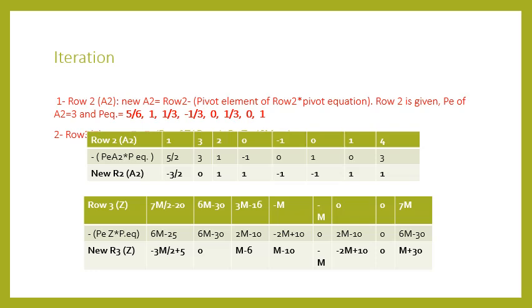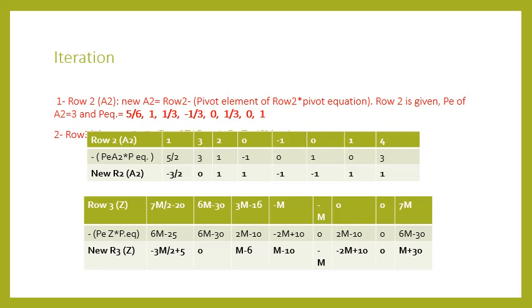The first iteration of the problem, we need to examine the change in row 2, A2, or the change in row 3, Z. This is iteration. Row 2 or A2, the impact of the entrance of x2 as basic variable on A2 and Z.